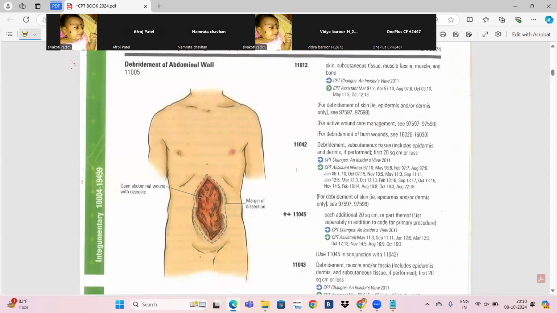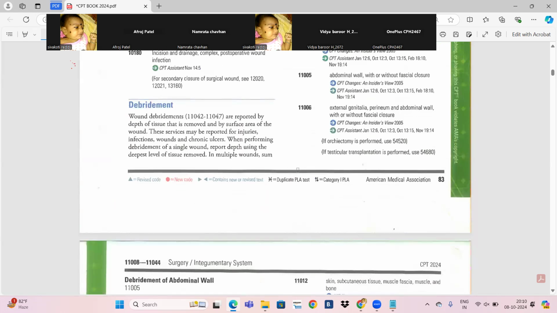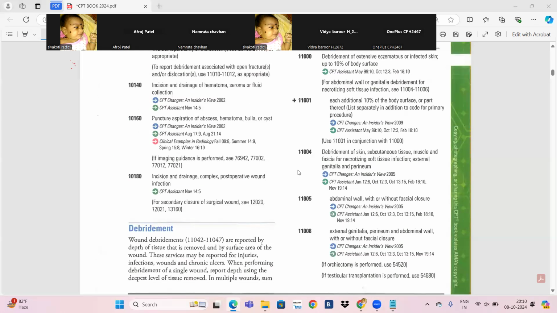One thing to remember, when you are coding, first check any guidelines underlying, below, where they have given coding tips. These are important. For example, for debridement of burn wounds, you need to select from here. Like that, they will give some tips, and you need to follow that. So subcutaneous tissue, muscle, bone, 20 square centimeters, then each additional 20 you will get here. So for this, you need to follow guidelines.